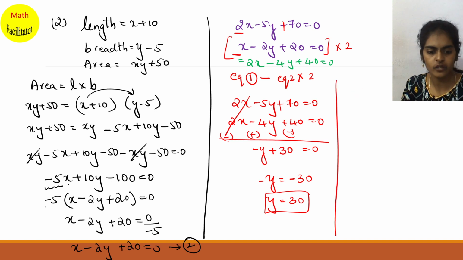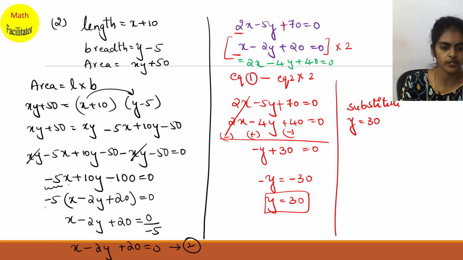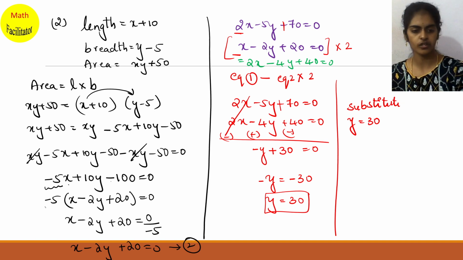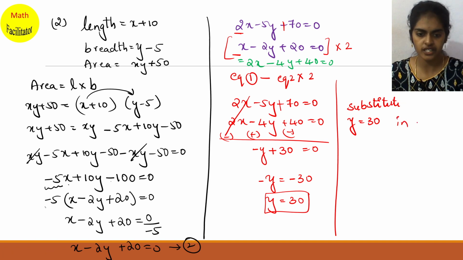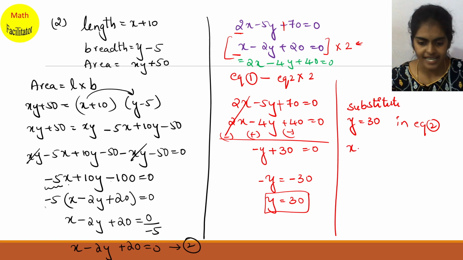Okay. So now let us substitute y is equal to 30. I just want to substitute here in equation 2. Why? Because equation 2 is so simple, है ना? So x minus 2y plus 20 equal to 0. This is your equation 2.